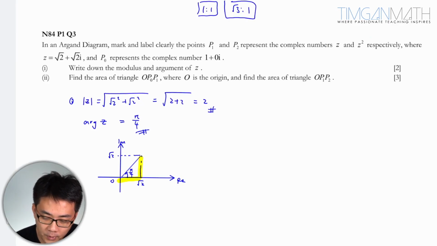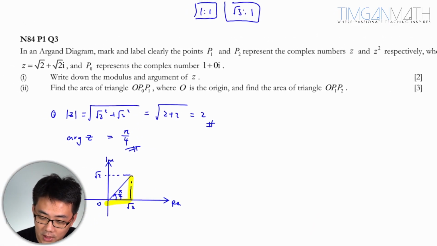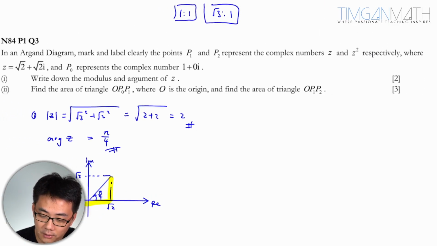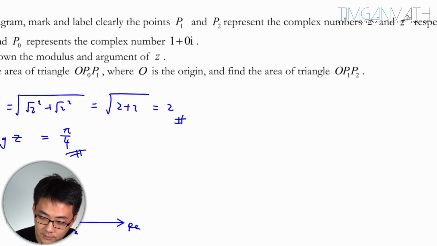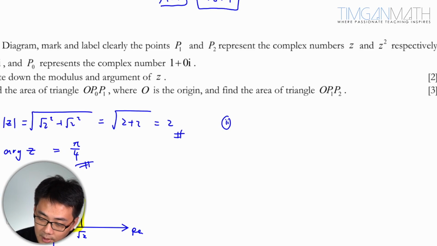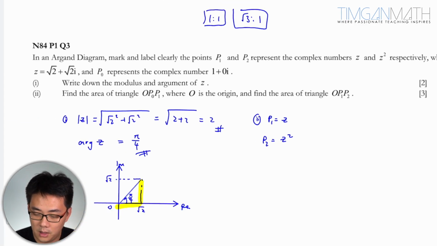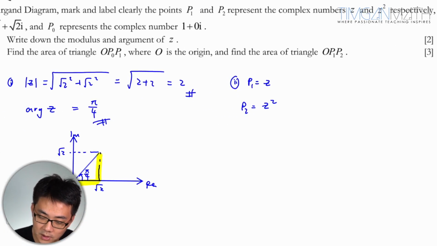Now, part 2: find the argument of OP0 and OP1. Find the area of triangle OP1 and OP2. Okay, great. Find the area of triangle. Let's try and understand what's going on here. P1 is z, that is okay. P2 is z squared. What's the problem with P2? z squared.